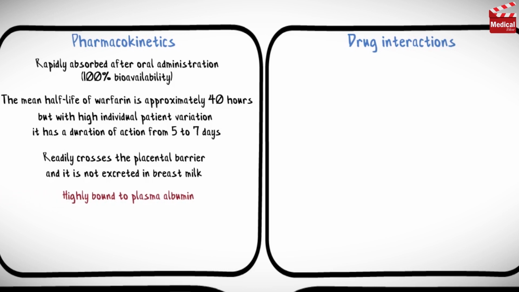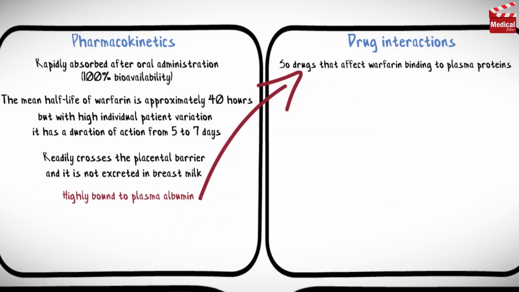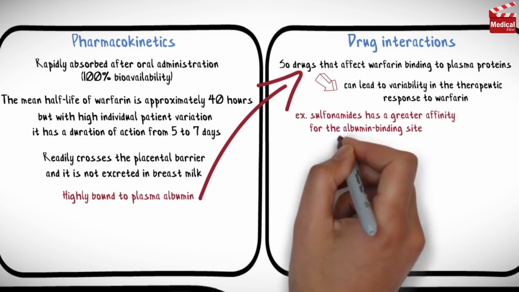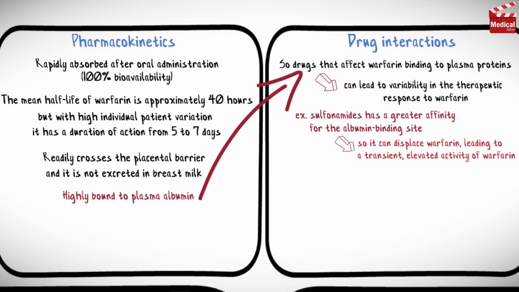It is highly bound to plasma albumin. So drugs that affect warfarin binding to plasma proteins can lead to variability in the therapeutic response to warfarin. For example, sulfonamides have a greater affinity for the albumin binding site, so they can displace warfarin, leading to a transient elevated activity of warfarin.